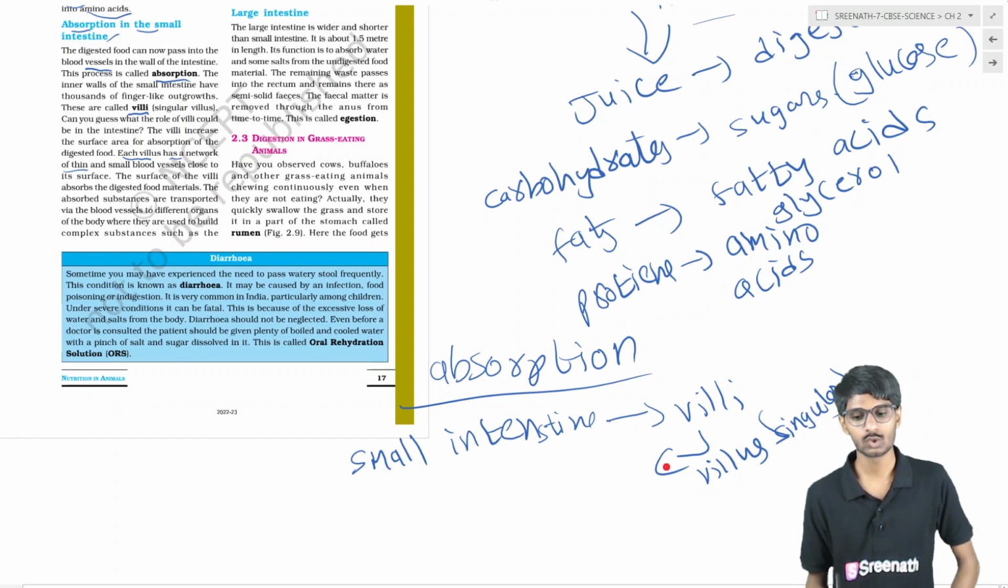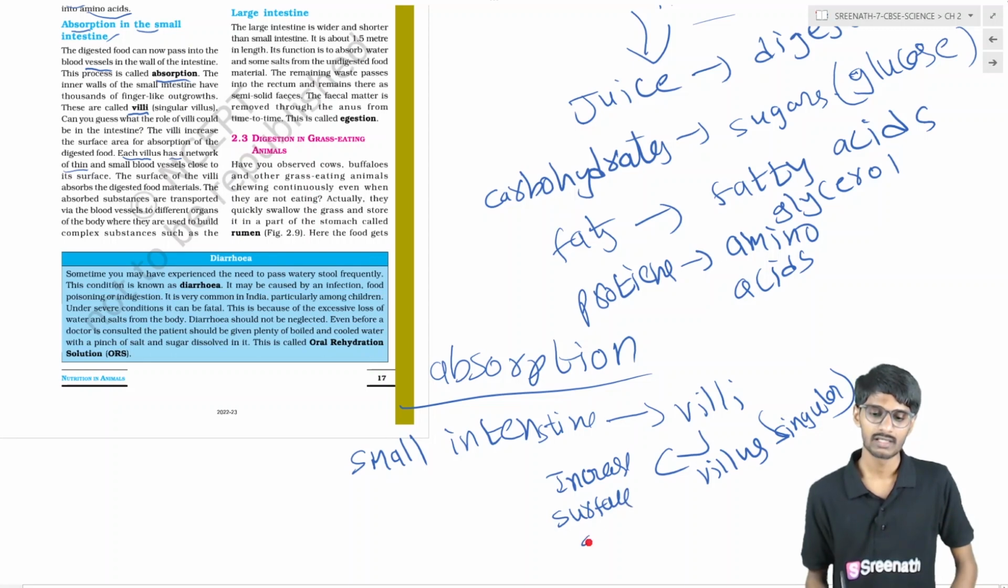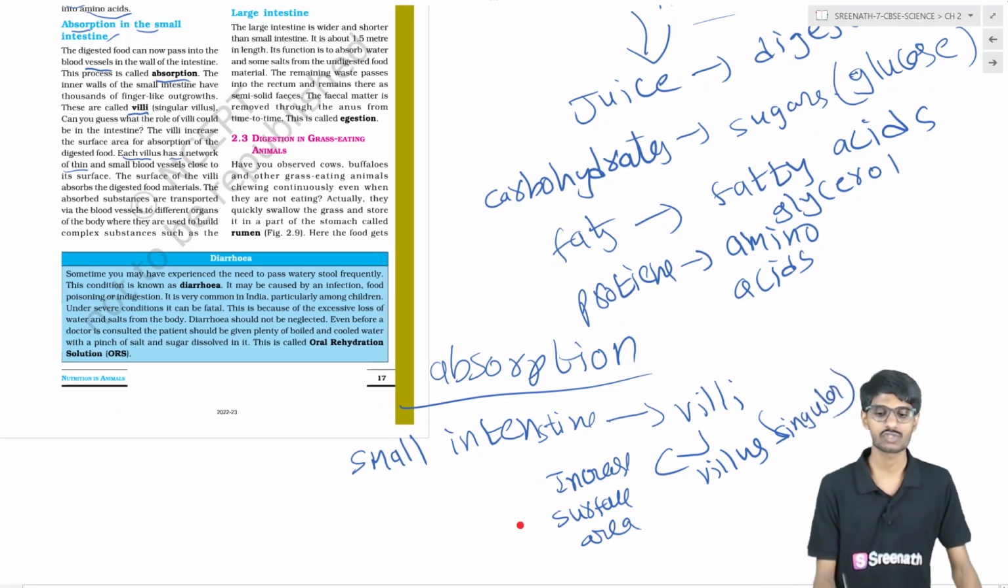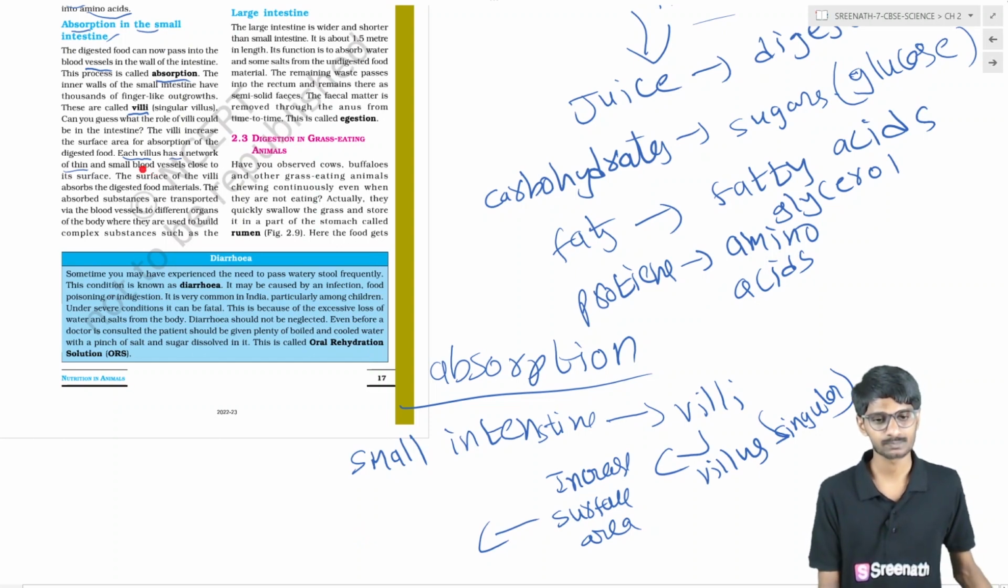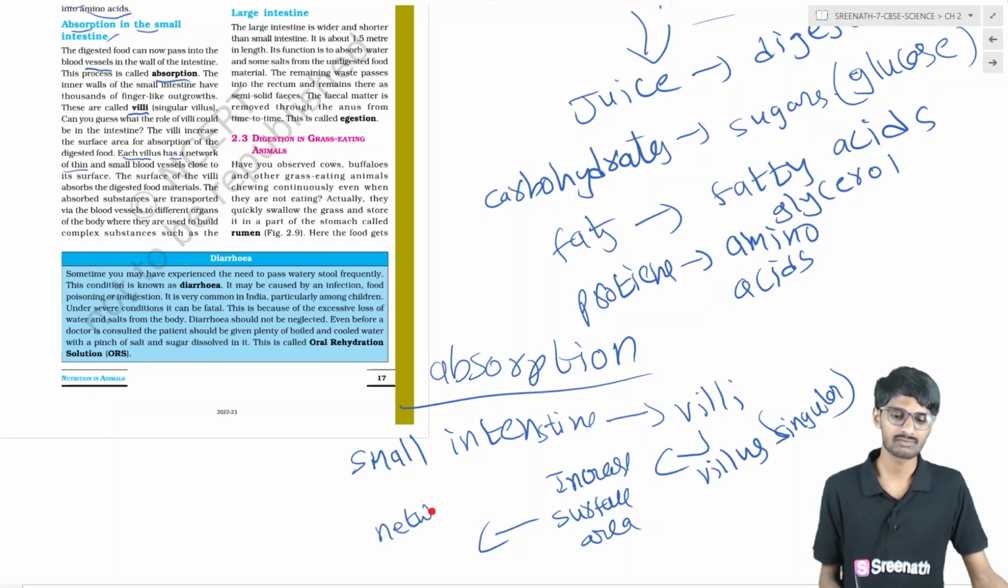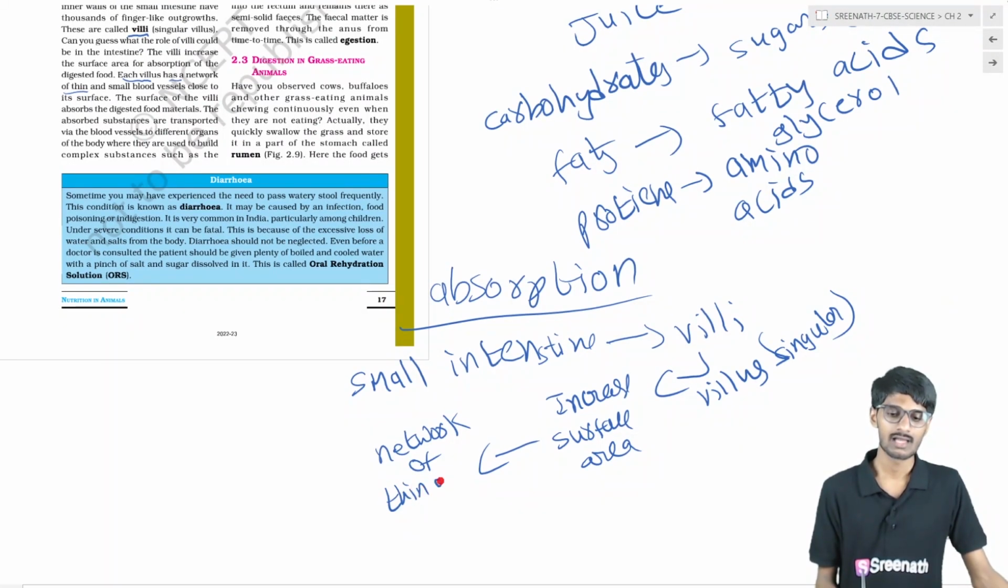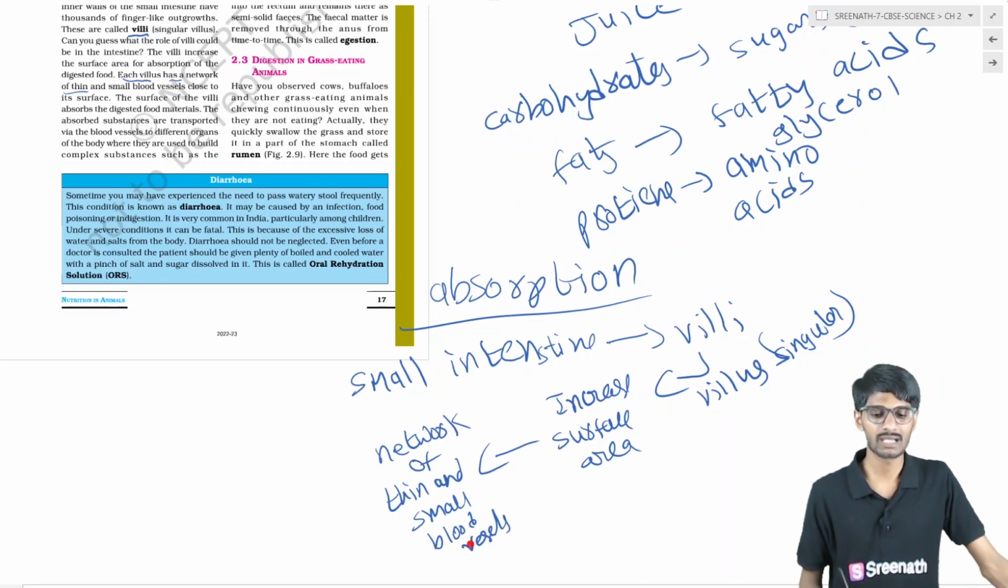So what will this villus do? It will increase the surface area for absorption. And this villus has a network of thin and small blood vessels. So basically, this villus has the network of thin and small blood vessels.